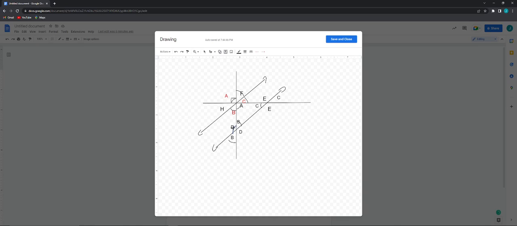And alternate interior angles would be angles in between the parallel lines that are on opposite sides. So an example of that could be D and C. Again, sorry that C is used twice here. I know it could get a little confusing.